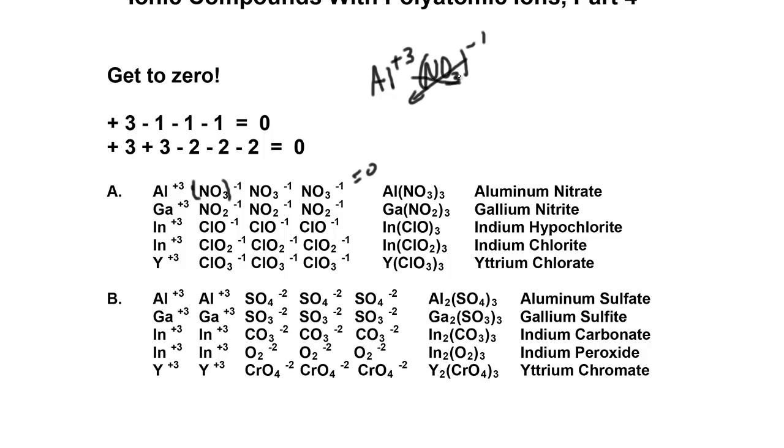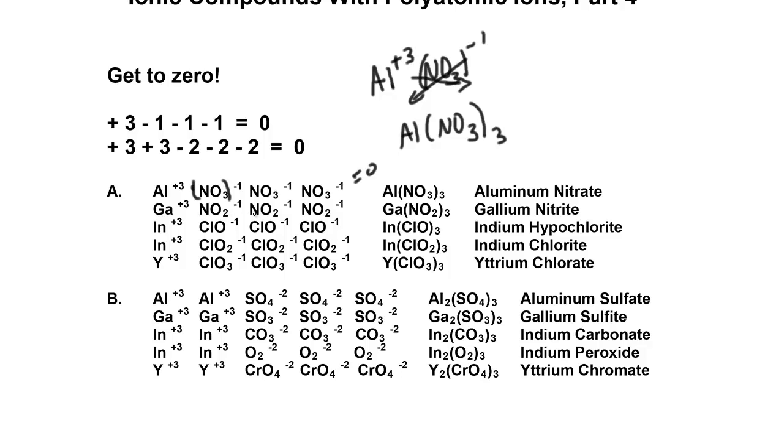Play the crisscross game. We're going to have aluminum, parentheses, NO3, nitrate. Aluminum nitrate. Now we want to pick other +3 charges like gallium, indium, or yttrium, and combine them with other polyatomic ions that are -1. Since they all have the same formula, +3, -1, -1, -1 equals 0, I'm going to need 1 of the +3 ions and 3 of the identical polyatomic ions.